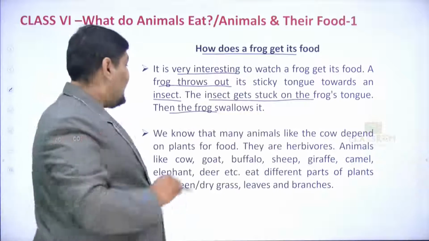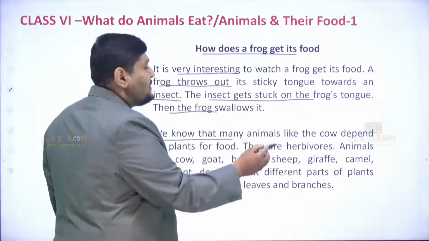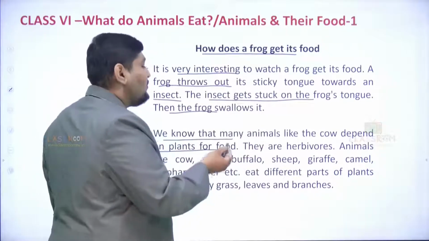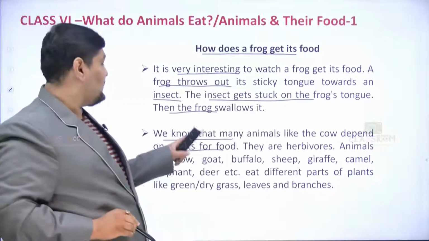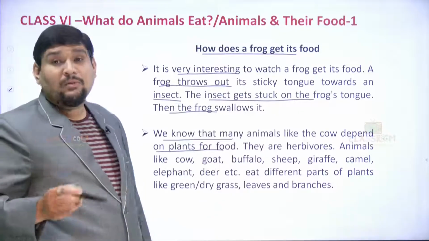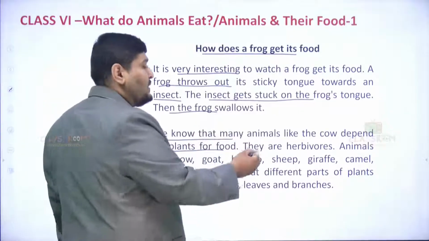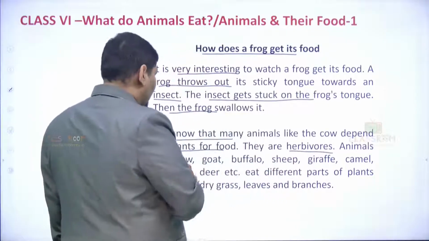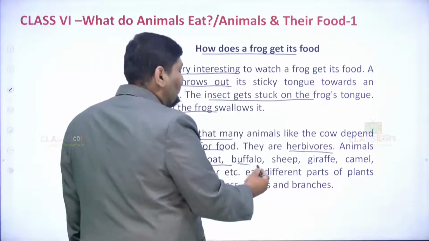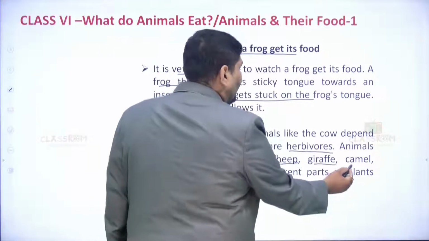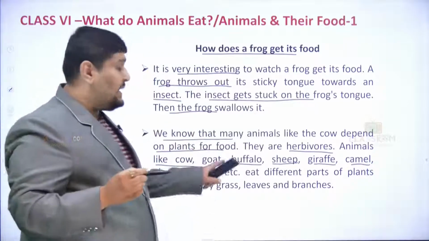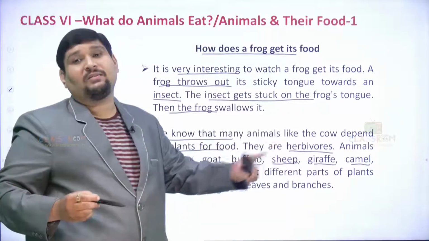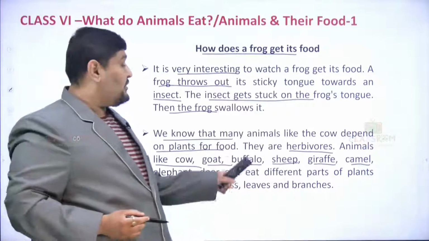That's one. And we know that many animals like the cow depend on plants for food. As we know, the cow depends on plants only. It's a herbivore. It always eats only grass. So animals like cow, goat, buffalo, sheep, giraffe, camel, elephant, deer, etc. eat different parts of plants.